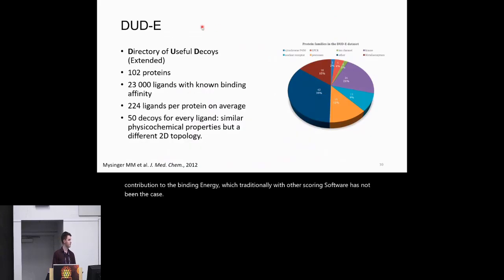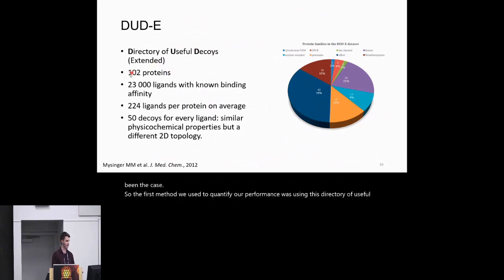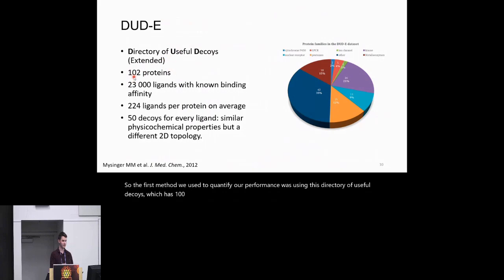So the first method we used to quantify our performance was using this Directory of Useful Decoys, which has 102 proteins from various different families, as well as 23,000 ligands with a known binding affinity.